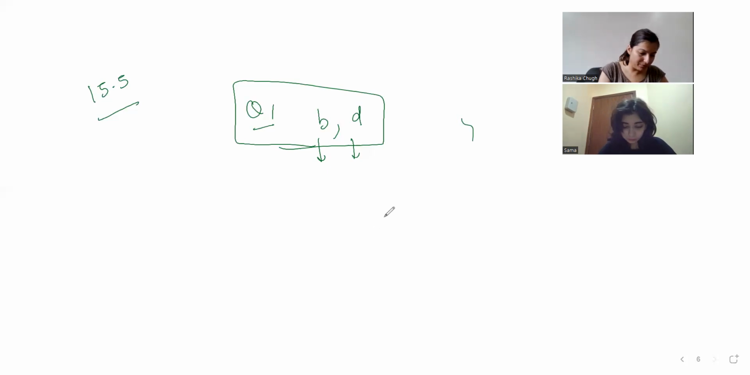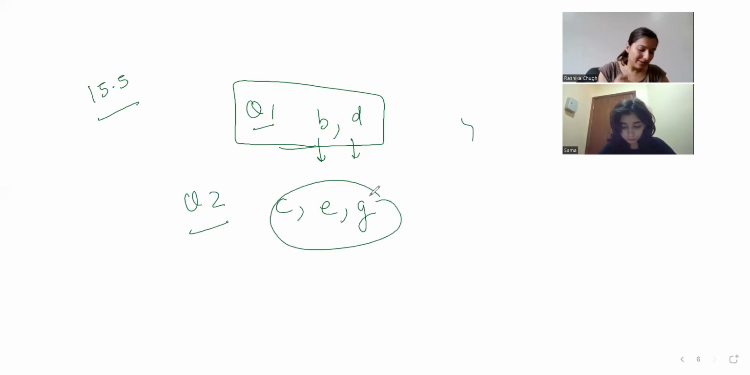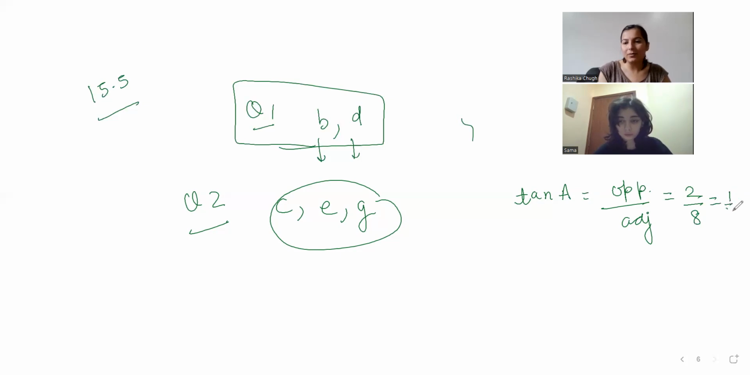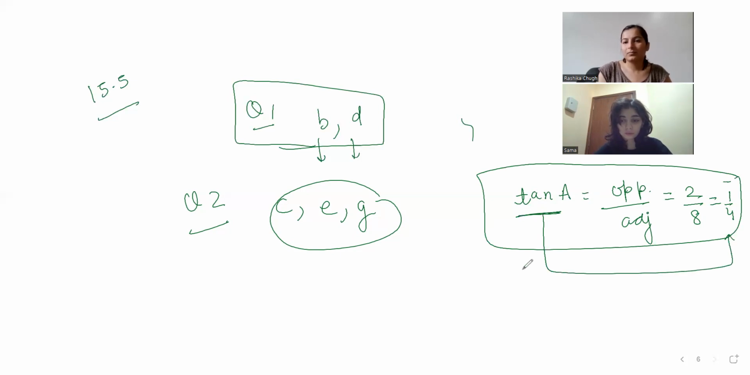Now question number 2, we will be discussing C, E and G. So in question number 2, what do we have to do? Tan A is equal to, we have to just write tangent as a fraction in the lowest terms. So we know tan is opposite over adjacent. In front of angle A, opposite is 2 and adjacent is 8. So our answer will come out as 1 by 4. So this is the value of tan A. We have to just use this ratio for tan and then apply it. So instead of C, E, G, let's do D, E, G, because C I have already done here. Okay.